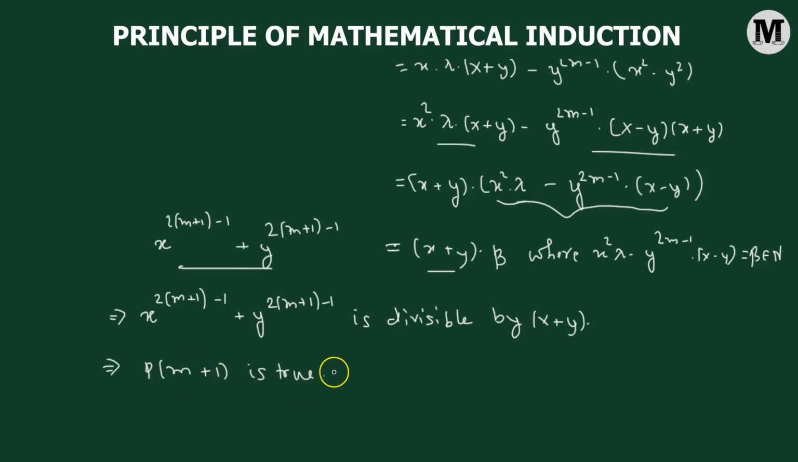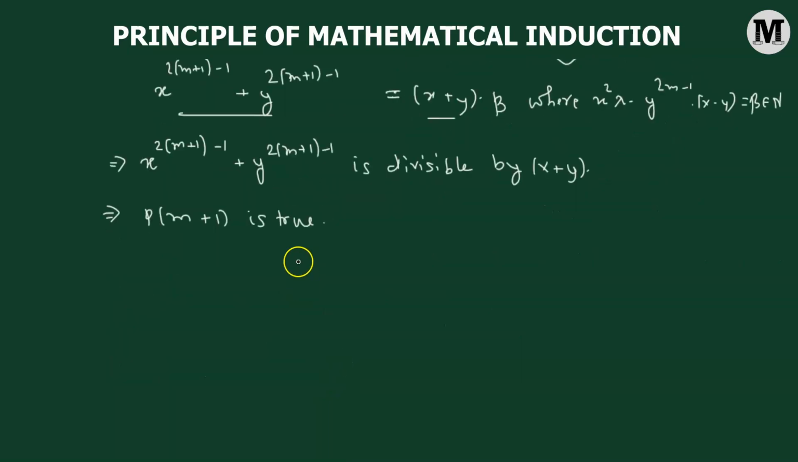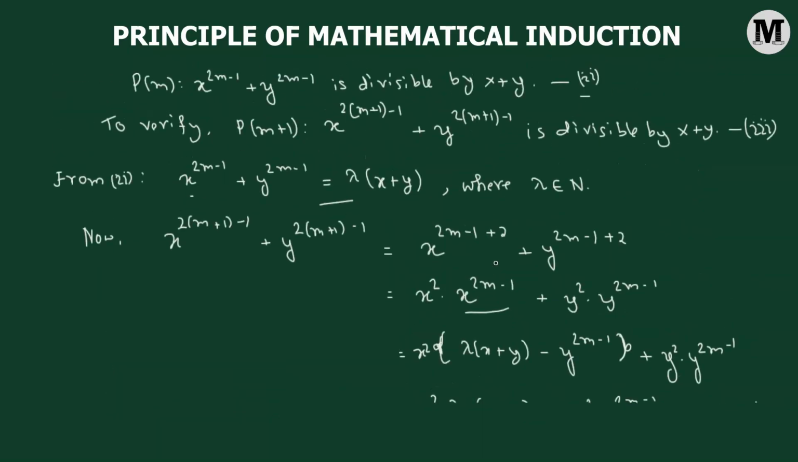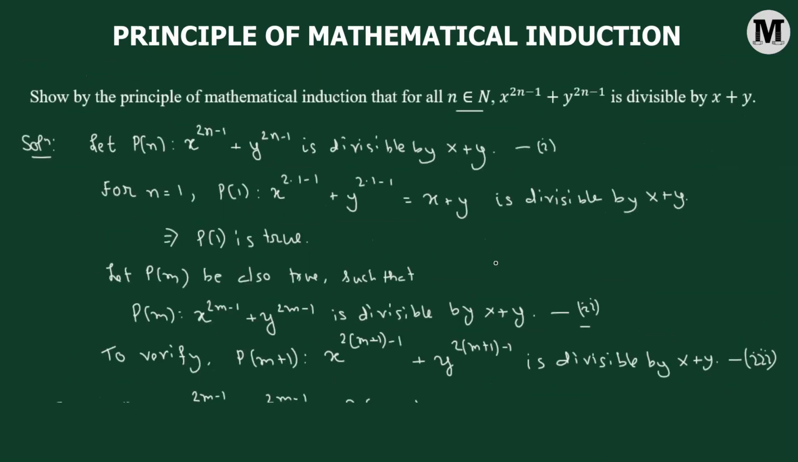Now if p of m plus 1 is true, and assuming p of m is already true, now we can generalize our statement and we can say that the original statement p of n is going to be true for all values of n belonging to the set of natural numbers. So using the principle of mathematical induction, we were able to show that the statement x raised to the power of 2n minus 1 plus y raised to the power of 2n minus 1 is divisible by x plus y for all n belonging to the set of natural numbers.